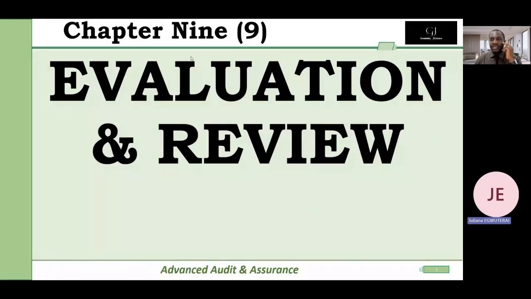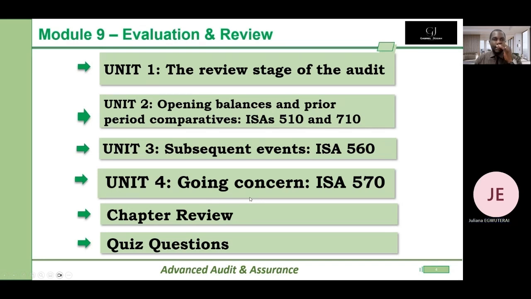Chapters. And today's chapters are very intricate, and they are also examinable in the current syllabus. So we're looking briefly at chapter 9, and that has to do with evaluation and review. So by way of units, chapter 9 has about 4 units, principally looking at the review stage of the audit. The review stage of the audit is after you're done, you're doing your final reviews.